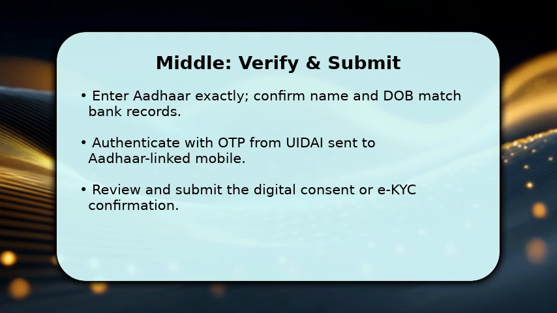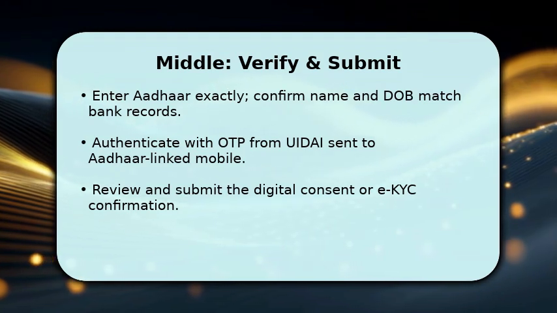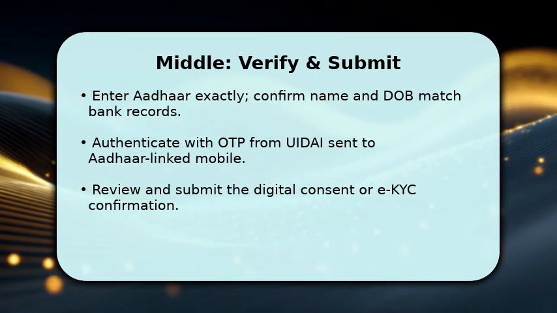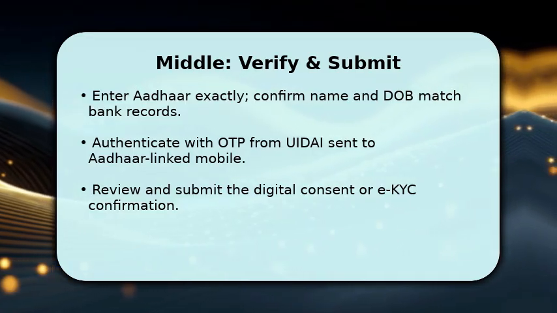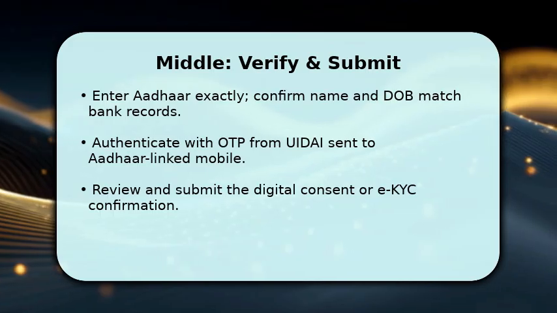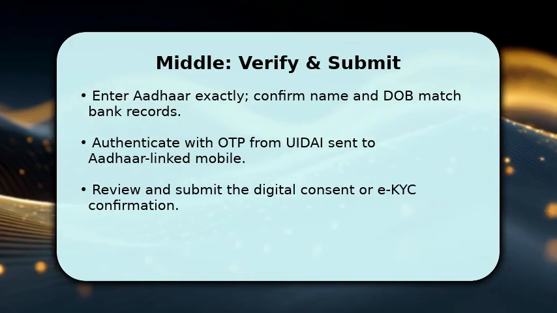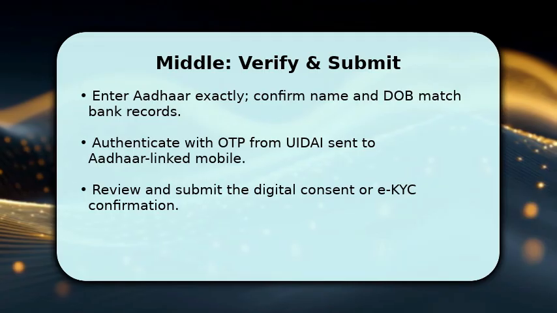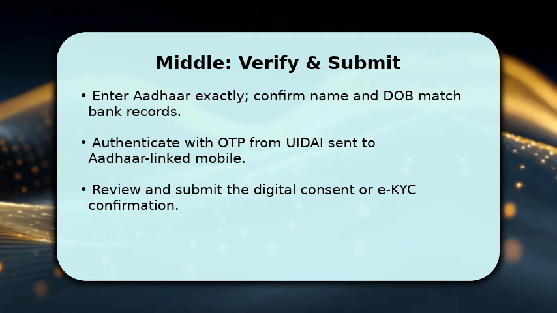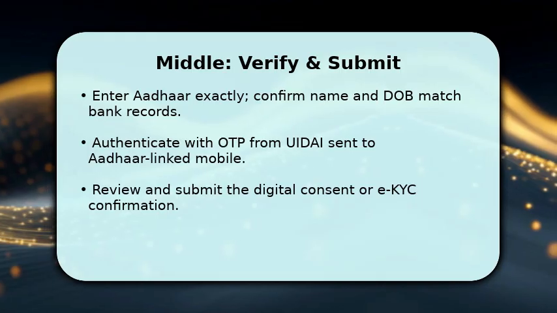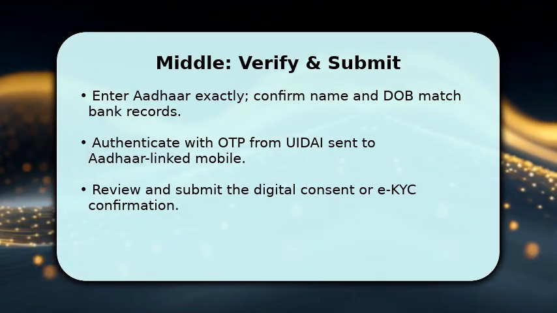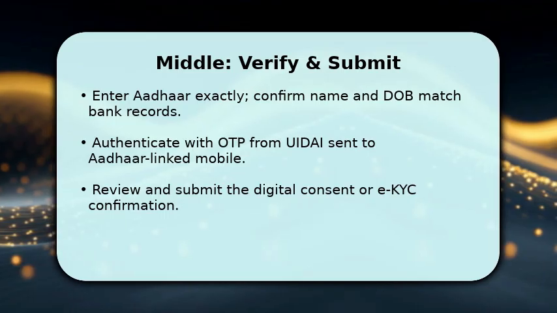Now you enter your Aadhaar number and check that the name, date of birth, and gender match the bank's records. Mismatches cause rejection. Once you submit, you'll receive an OTP on the mobile linked to Aadhaar. Type it promptly to authenticate. The bank will request digital consent for eKYC, read the scope, and confirm. After submission, the bank will send an acknowledgement and a transaction reference number. Note that for tracking and follow-up.